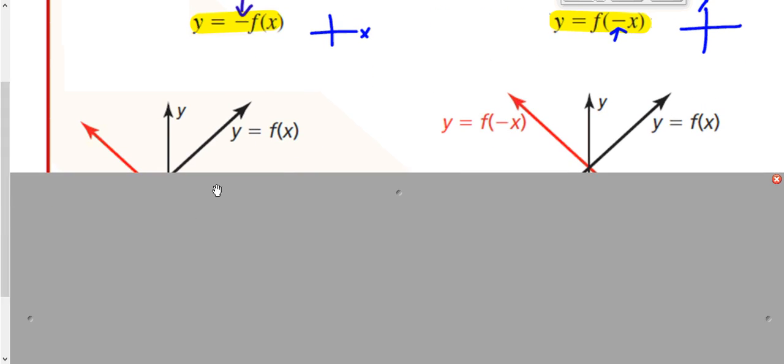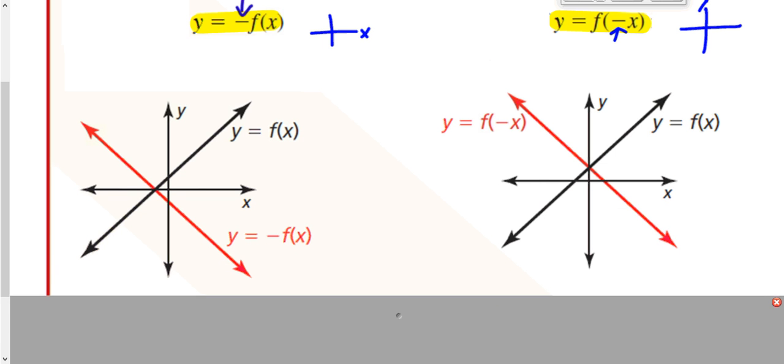Let's look at these graphs real fast. So right here, if I start out with the black line, y equals f of x, then I am flipping it over the x-axis to be negative f of x. Now right here, I have f of x, and I flip it over the y-axis, and I get f of negative x. Okay?